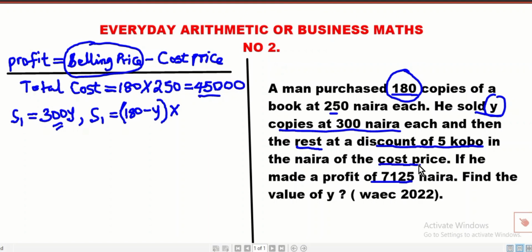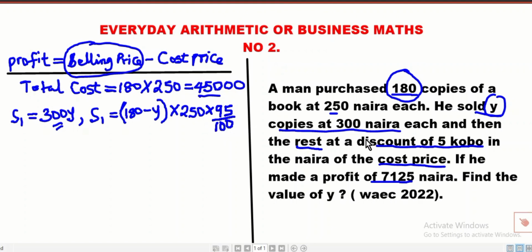In the cost of the naira, the amount they sold it is 250 naira at a discount of this amount. So let's find out what it's going to be. I'm going to say this is the amount they sold it, but they removed small money from it. So I'm going to say times 95 over 100. I will explain why it's 95 over 100. Please don't panic.